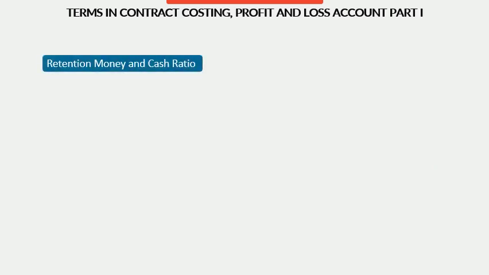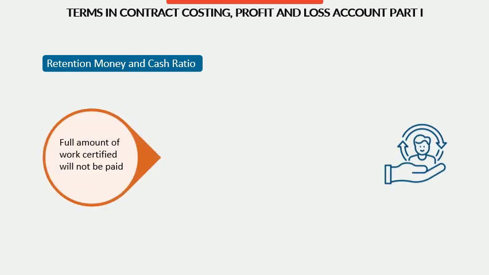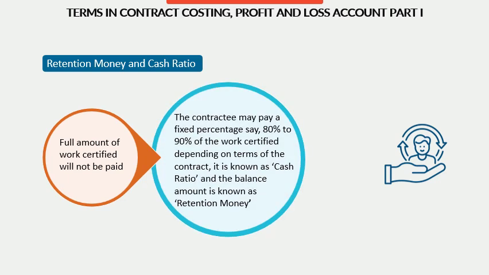What is the meaning of retention money and cash ratio? The full amount of work certified will not be paid. The contractee may pay a fixed percentage, say 80% to 90% of the work certified, depending on the terms of the contract. It is known as cash ratio, and the balance amount is known as retention money.